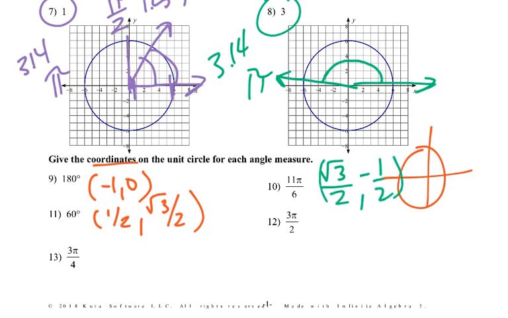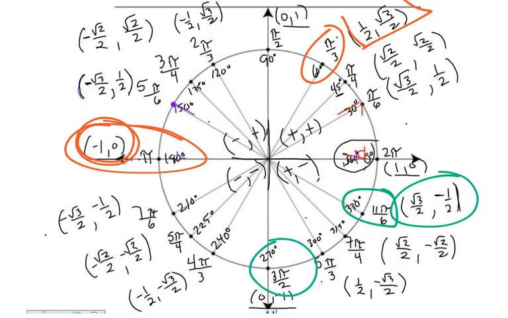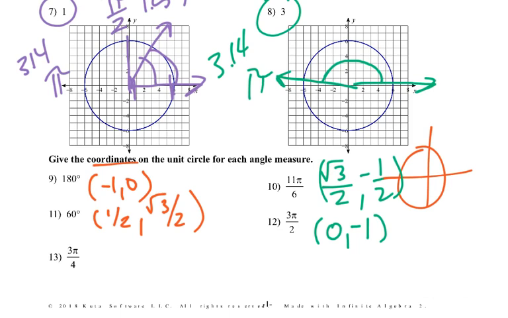Okay, number 12, 3 pi halves. So 3 pi halves is down here, 270. That's 0 and negative 1.